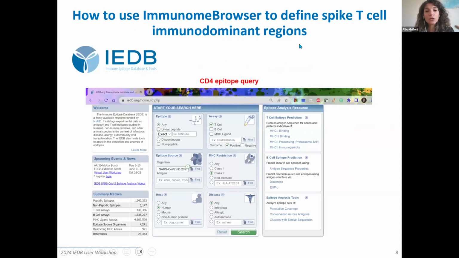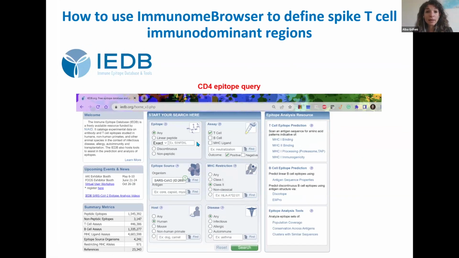And now I'm going to show you a final question, which is, okay, we talk about the epitopes per se, but how are those located? In order to answer this question, I'm going to go back to the IEDB and show you how you can query the database to really understand where the spike epitopes are located, specifically if you want to look throughout the protein.